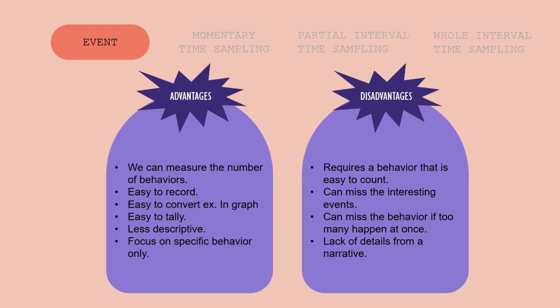We have the advantages and disadvantages of event recording. First are the advantages. We can measure the number of behaviors; it is easy to record, easy to convert, for example into a graph, easy to tally, less descriptive, and focused on specific behavior only. Disadvantages: it requires behavior that is easy to count, can miss interesting events, can miss the behavior if too many happen at once, and lacks the details of a narrative.